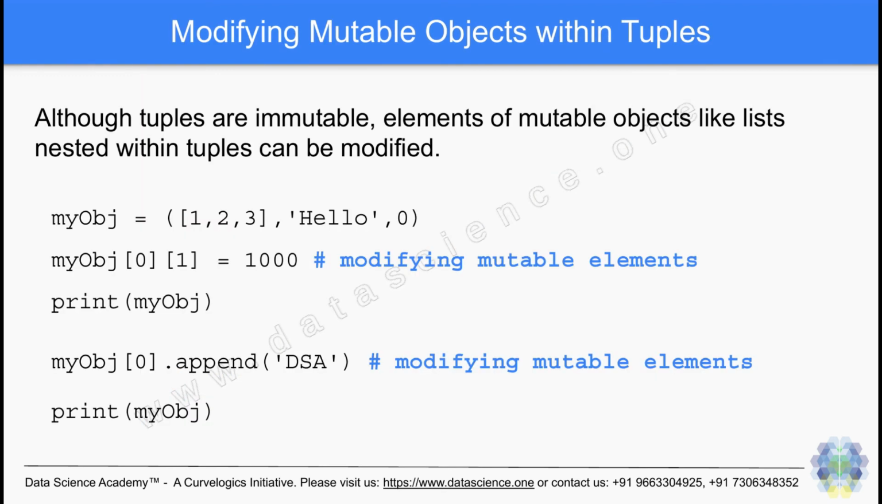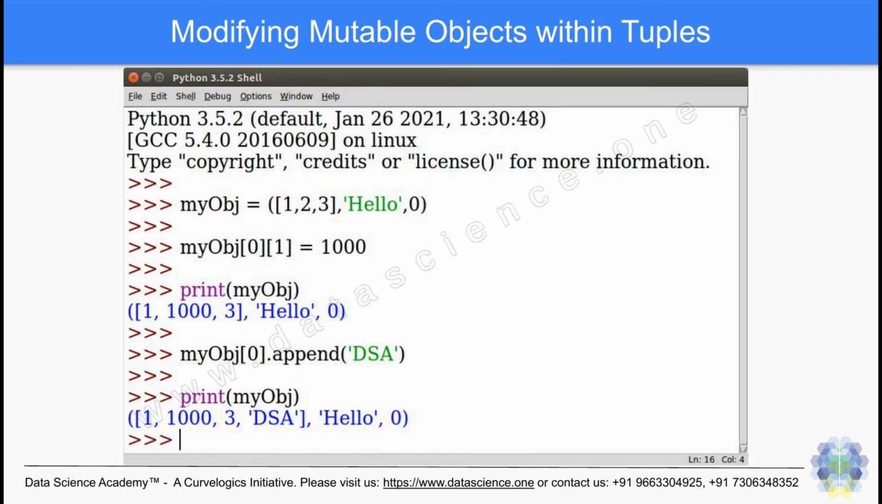Although tuples are immutable, elements of mutable objects like lists nested within tuples can be modified. To illustrate that mutable objects of a tuple can be modified, we will create a tuple with 3 objects, a list with integers 1, 2, and 3, this is followed by a string, and finally an integer 0. Since lists are mutable, we will replace the second element of the list with a value of 1000. We can also modify the list using the method append. Here, we added a string, d, s, a, to the end of the list.